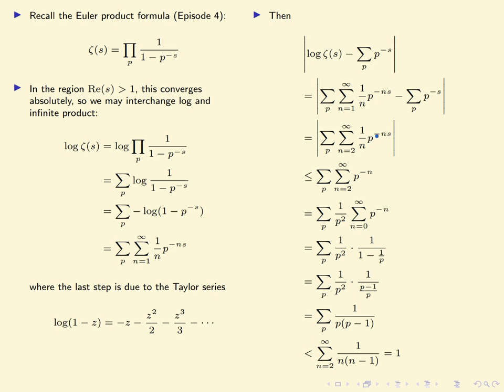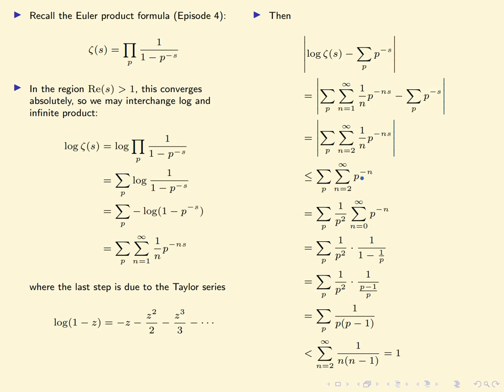And then finally, I'm going to use the triangle inequality. So I'm going to move all of the absolute values inside the sum. So therefore, I get a less than or equals. And then I'm going to use another couple of things as well. So n is at least 2, then 1 over n is definitely less than 1. And then furthermore, because I'm assuming that the real part of s is greater than 1, then the absolute value of p to the minus s power is less than or equal to p to the minus n.